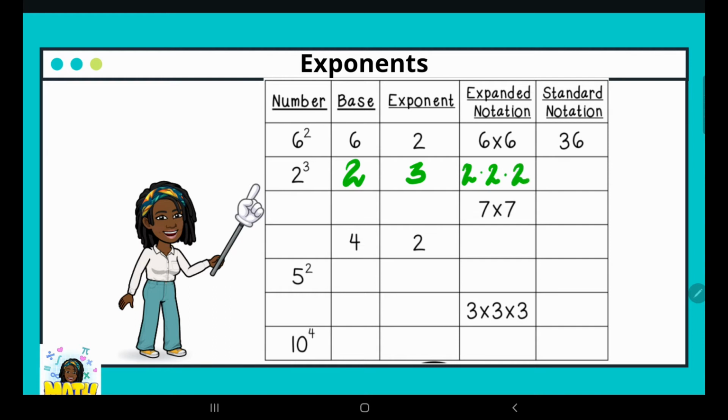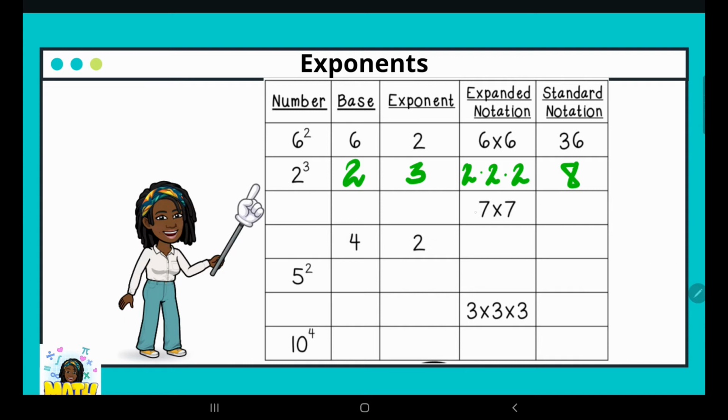Now, my standard notation is actually the product of that. So 2 times 2 is 4. 4 times 2 is 8. So 2 to the third power in standard notation is 8. 2 to the third power in expanded notation is 2 times 2 times 2.